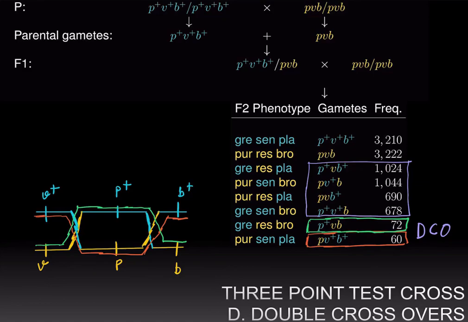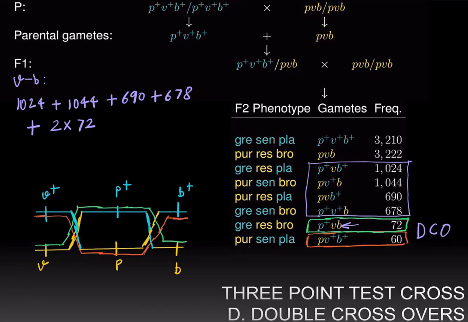And therefore, now for the distance between V and B, we will add up 1024, 1044, 690, and 678, which were already apparent as recombinant between V and B. However, we must also include P plus VB, this genotype, and multiply it by 2, since this genotype was produced by a double crossover event.